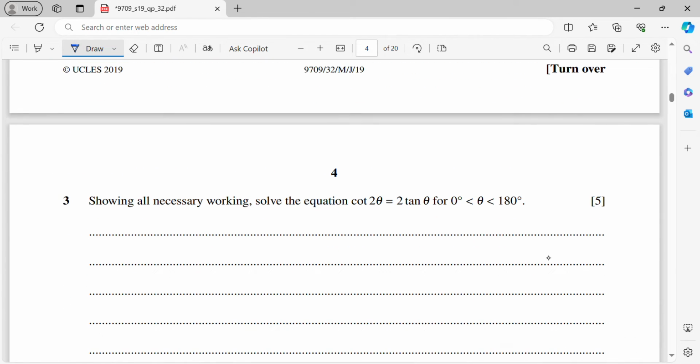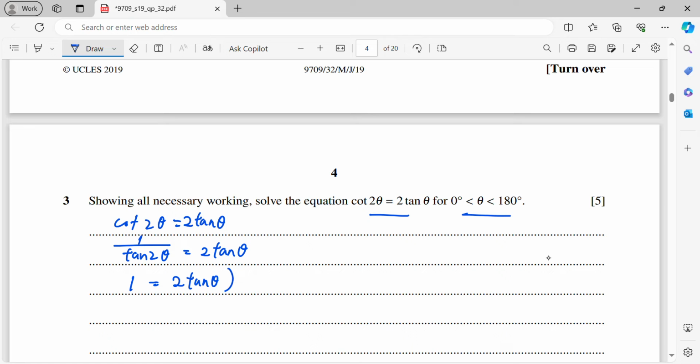Okay, question number 3, showing all necessary working, solve the equation for theta between 0 and 180 degrees. So from here, cotangent 2 theta is 2 tangent theta. Now we know that cotangent 2 theta is 1 over tangent 2 theta. Alright, so this tangent 2 theta will be moved to the other side. So 1 equals 2 tangent theta multiplied with tangent 2 theta.